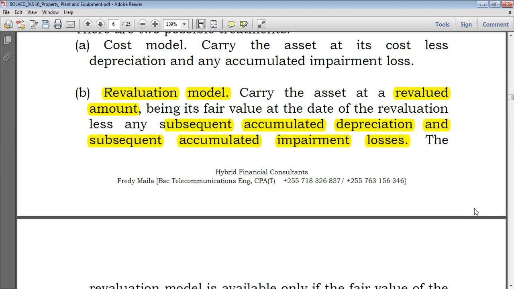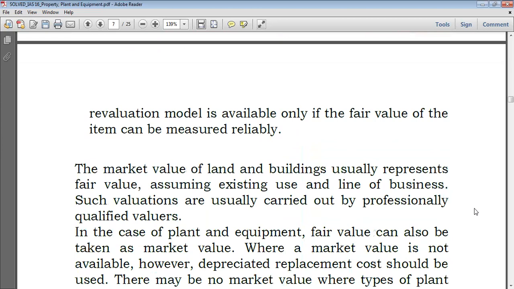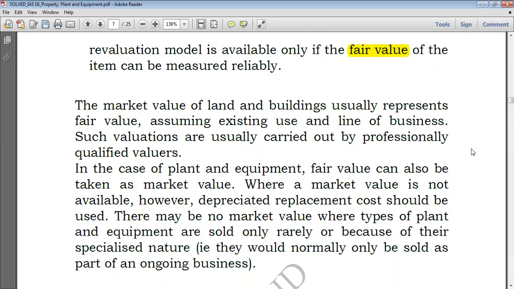We say the revaluation model is available only if the fair value of the asset can be measured reliably. This is very obvious. If you cannot determine the fair value, how could you use the revaluation model? Because the revaluation model requires fair value. We usually determine fair value based on the market, which is the most reasonable way of computing fair values. Although if nothing is available, we could also try to estimate it using present values of future cash flows. But as it is, fair value is obtained from the market.